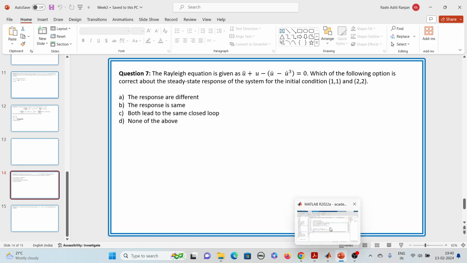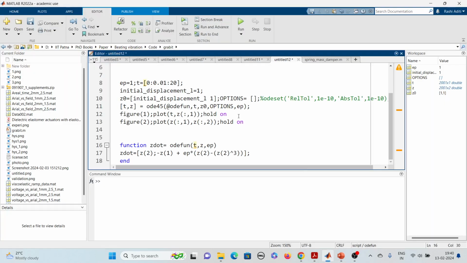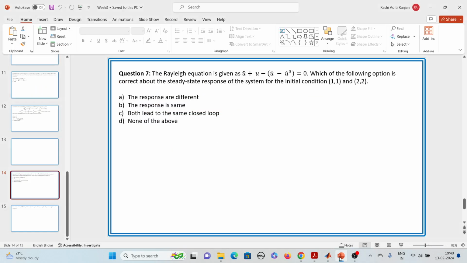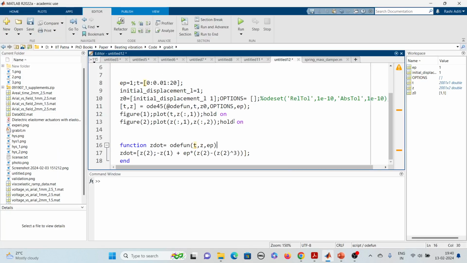So I'll go to MATLAB. Again, if you see here, I have written the equation of motion like this. The same concept comes: I have a second order differential equation. What am I supposed to do? I have to convert that second order differential equation into two first order differential equations. So I'll write it in this form.